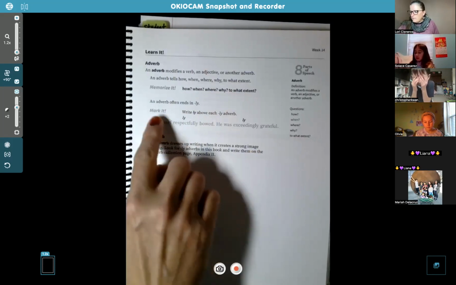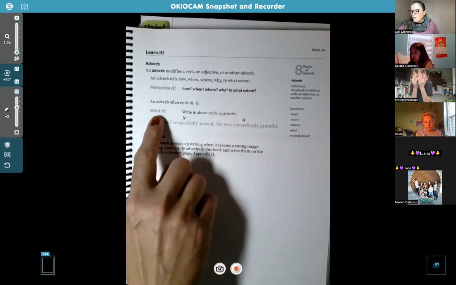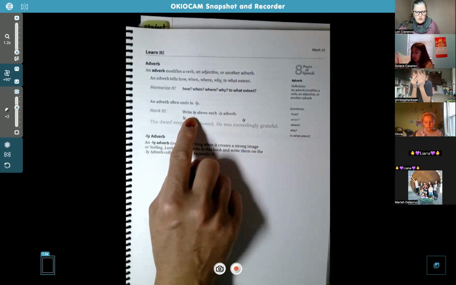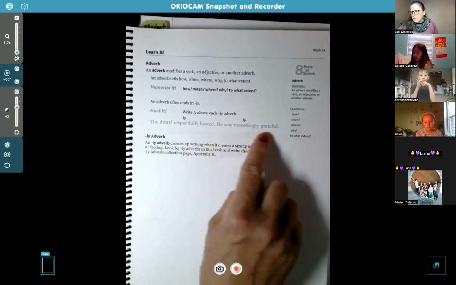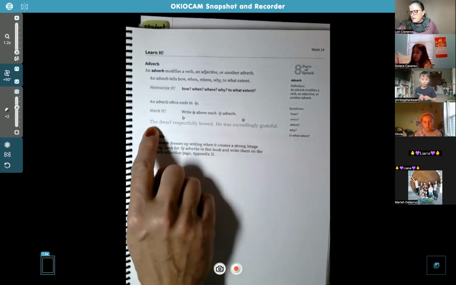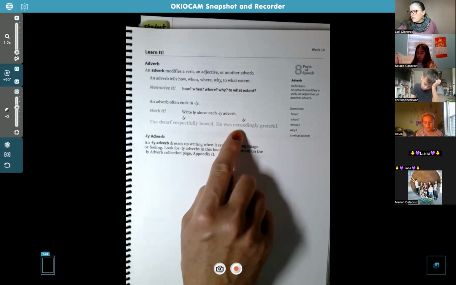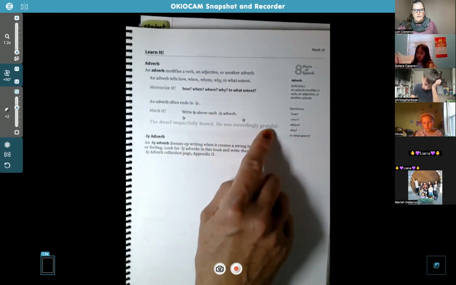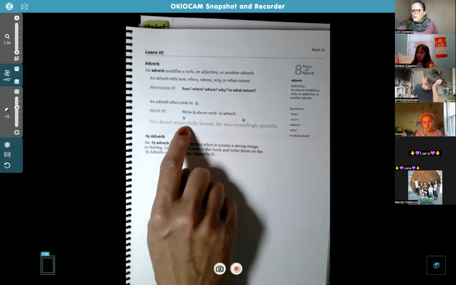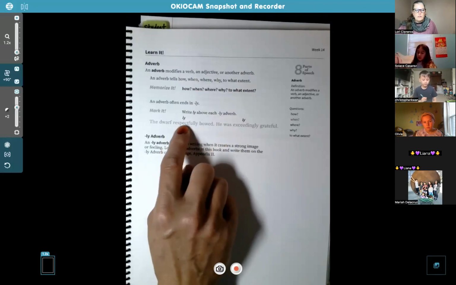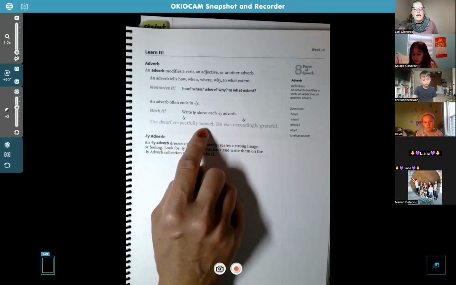An adverb often ends in ly, so this is how you're going to mark it. You're going to put an ly on top of it. Here's your example in the middle of the page right here. The dwarf respectfully bowed. He was exceedingly grateful. The ly here, respectfully, tells how he bowed.